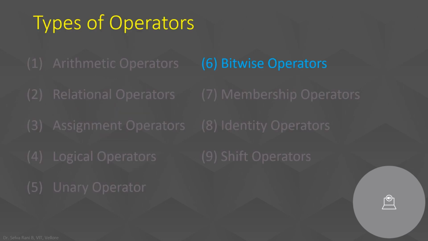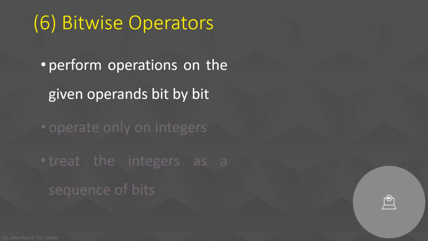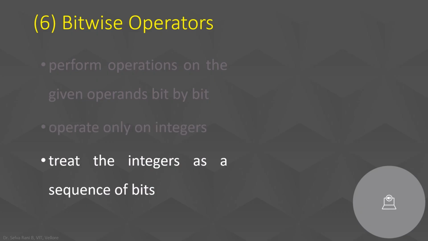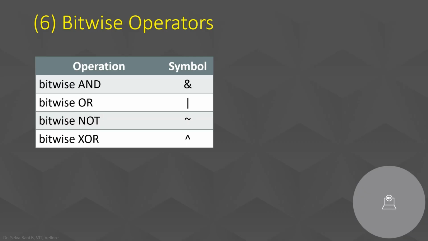Let's continue the rest of the operators here. Next one is bitwise operators. Bitwise operators perform the operations on the given input bit by bit. But the condition is the operands should be integers, and they treat the integers as a sequence of bits, zeros and ones. Here we have four types of bitwise operators: bitwise AND, bitwise OR, bitwise NOT, and bitwise XOR. Here we can use the symbols as shown in the table.